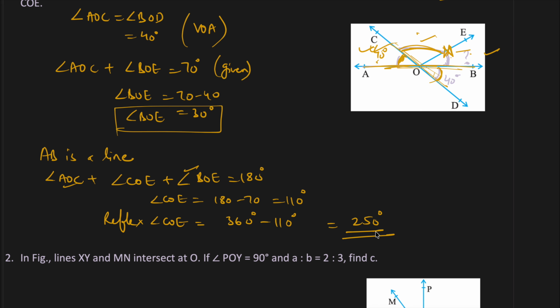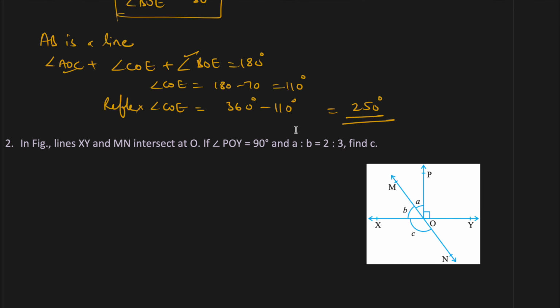So what we did, we used vertically opposite angles here. Then we got it as 40. Then 70 minus 40, this is 30. Then straight angle, we calculated COE, and then after subtracting from 360, we got the reflex of COE. Now students, moving on to the second question.